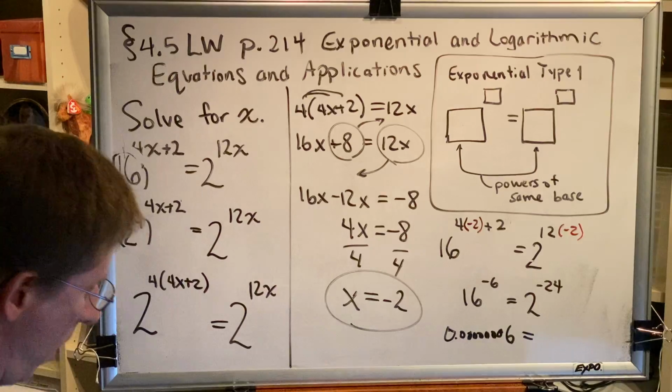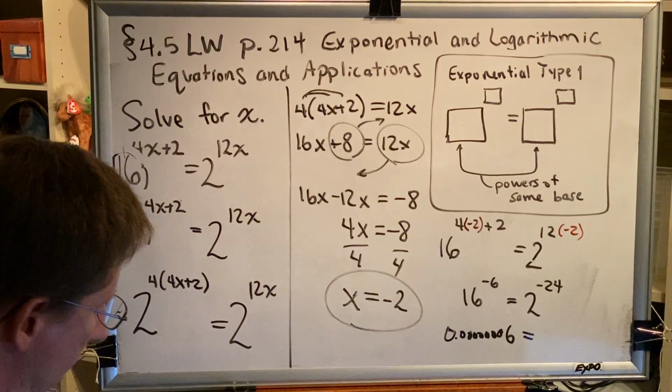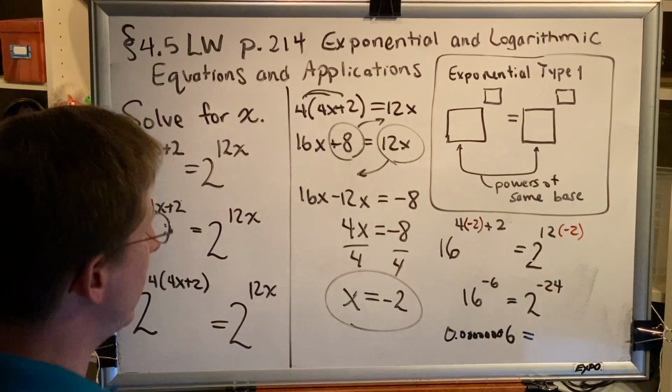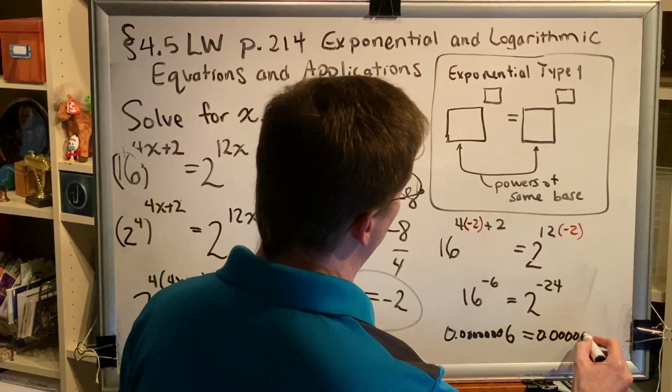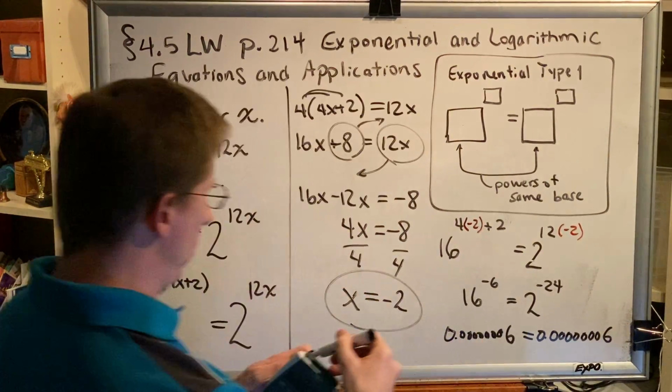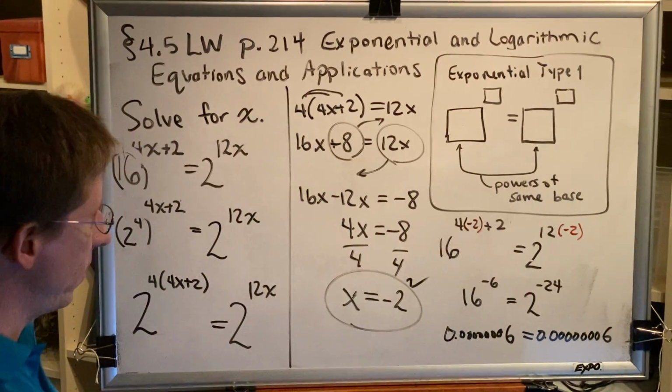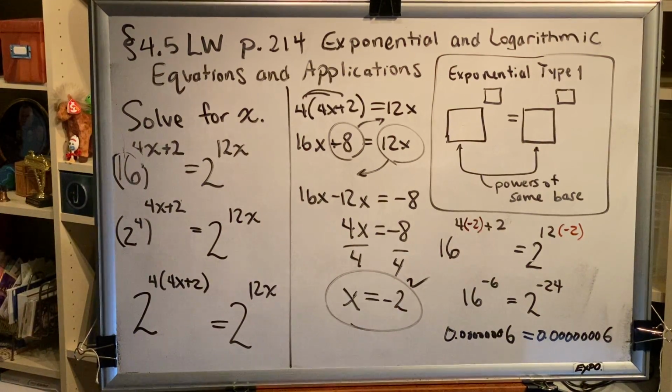And then on the other side, we have 2 raised to the negative 24th power, which is the exact same value. 0 point, 7 zeros and a 6. This proves that our answer, x equals negative 2, is the correct answer.